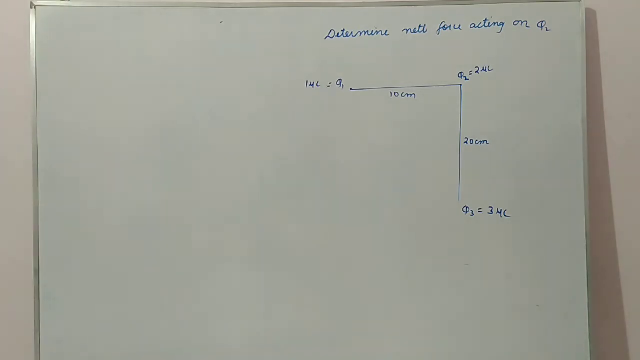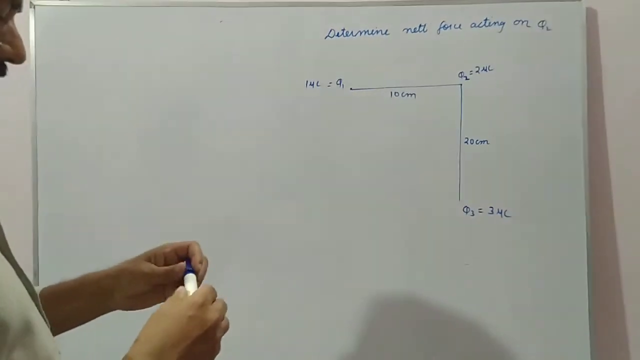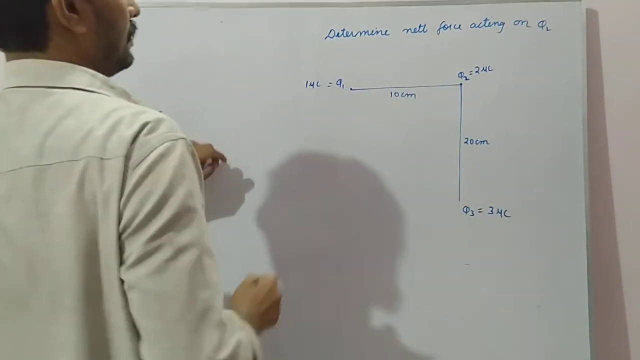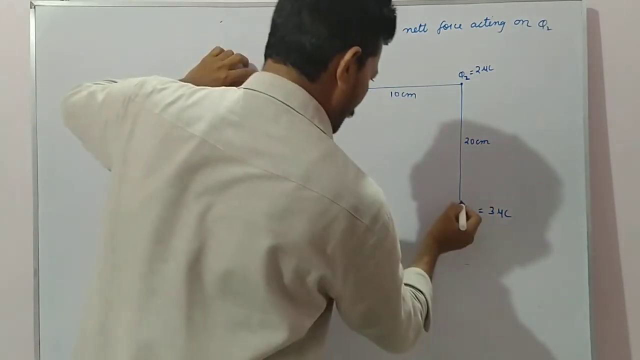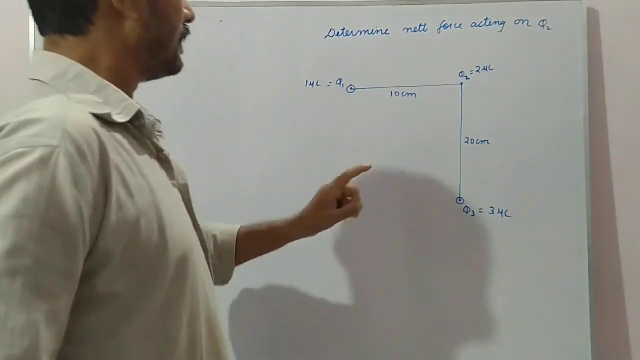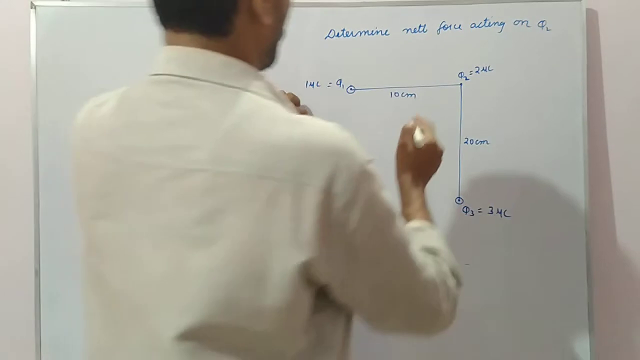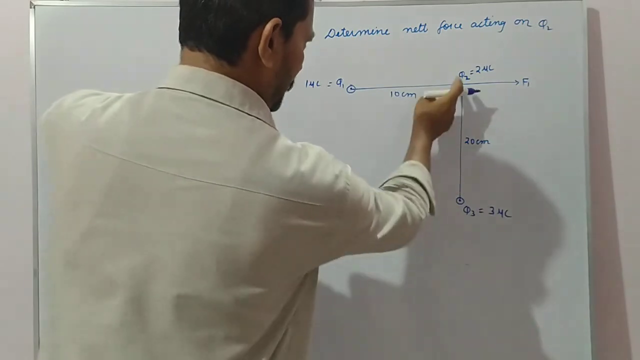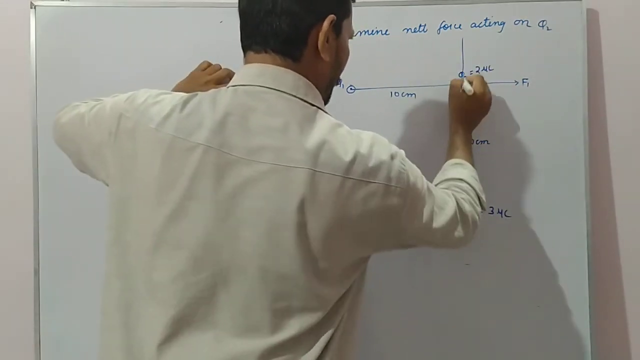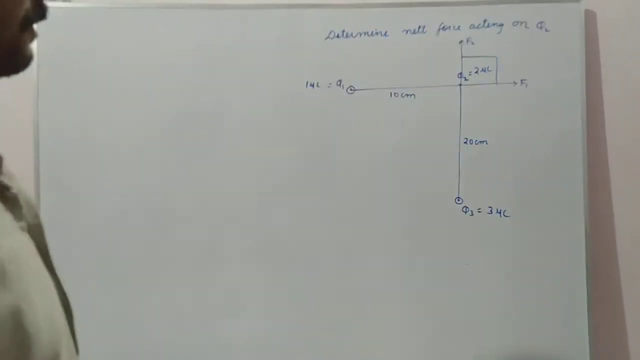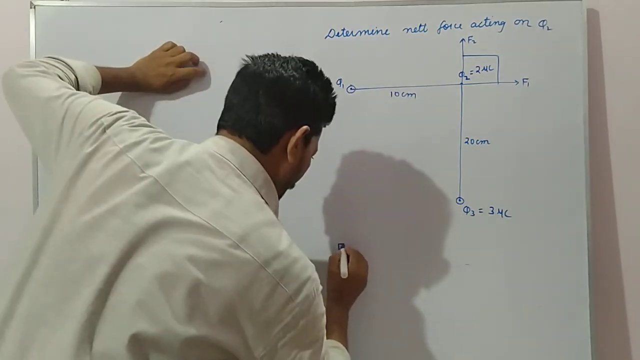Now see here. You have to find the net force acting on Q2. So we will tie down these two, Q1 and Q3. So net force acting on Q2 due to Q1: there will be a repulsive force between Q1 and Q2. As such, it will be repelled along this direction, that is F1. Second force will be the repulsive force between Q2 and Q3, so this will be pushed upward. So what is the angle between these two? 90 degrees.